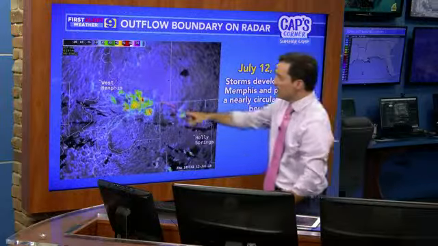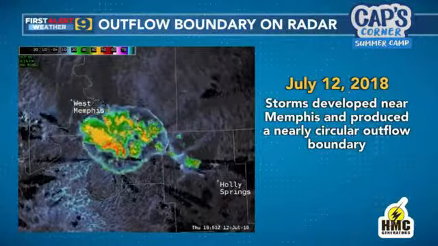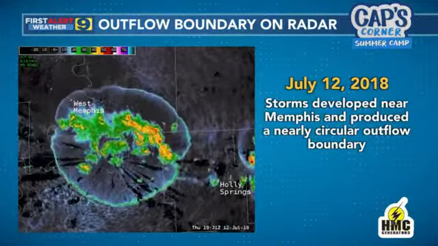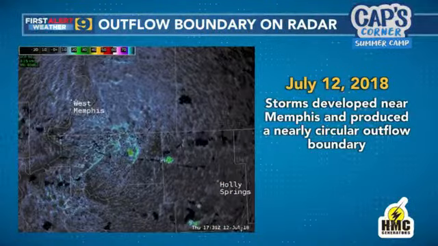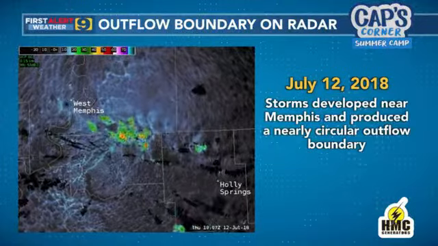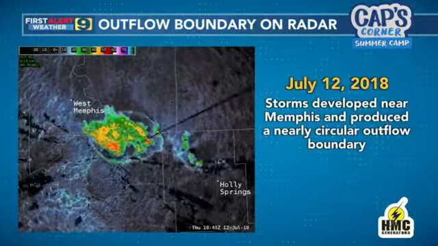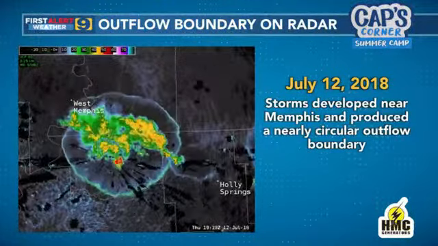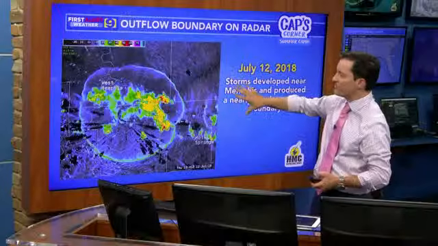It's got nowhere to go. What this is showing is what we call an outflow boundary. That's the leading edge of the cool air from those storms hitting the ground and then expanding out in all directions. That's what that's showing. This is one of the more dramatic examples I've ever seen.